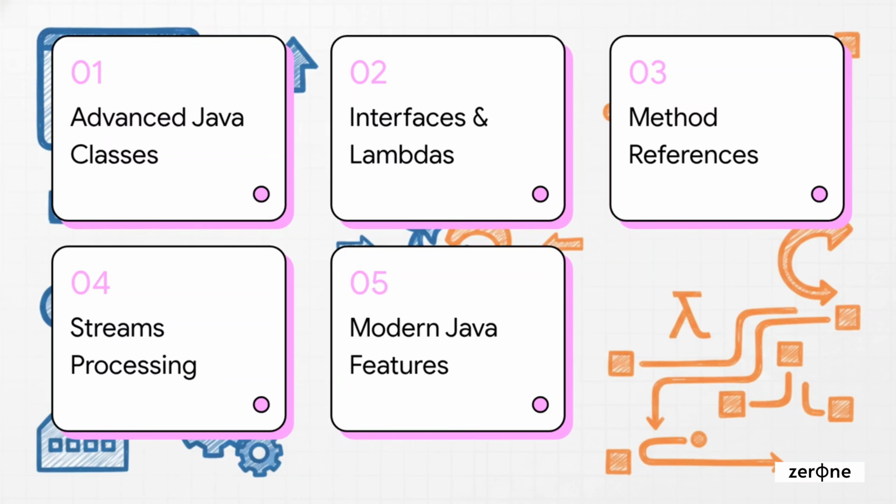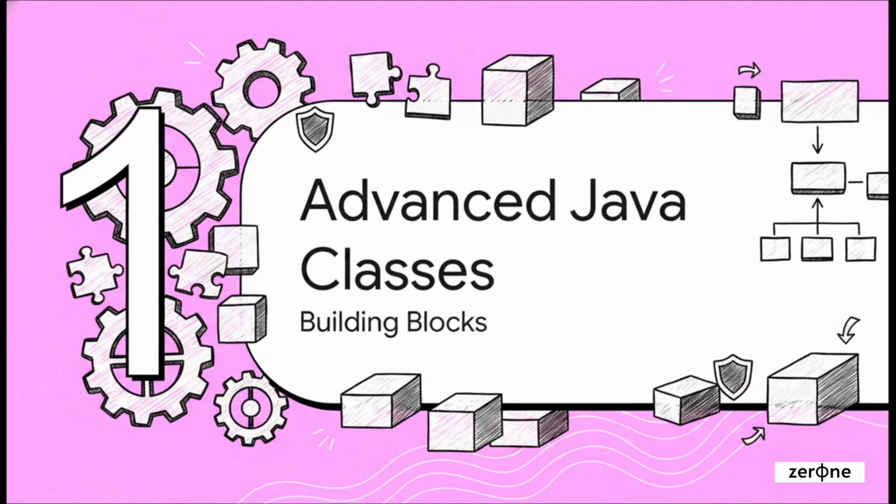Okay, let's dive into our syllabus for today. We'll be covering 1. Advanced Java class structures. 2. Interfaces and Lambda expressions. 3. Mastering method references. 4. Processing data with streams. And finally, 5. Modern Java features.